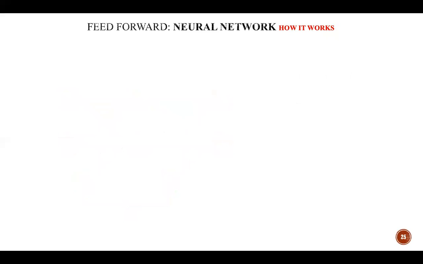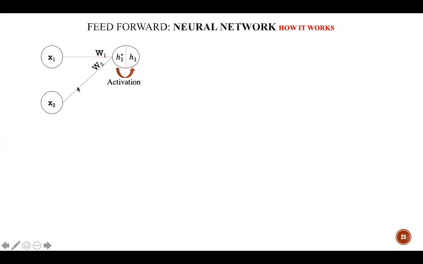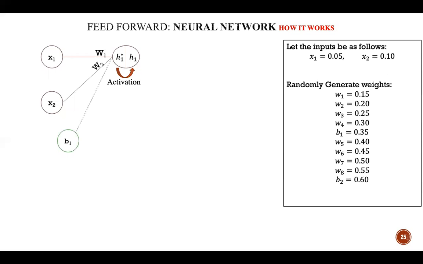Now, how am I going to calculate H1 and H2? So let's start step by step. So I have X1 and X2, I have W1 and W2. So this is the activation. At the beginning, I will have H1 star, and then once I have the H1 star, the activation function will give me the value of H1. And I have a bias as well. And these are the numbers that I have generated. So calculate H1 star.